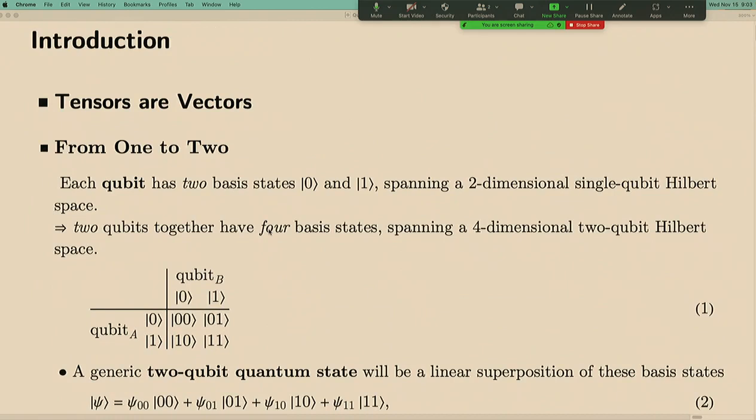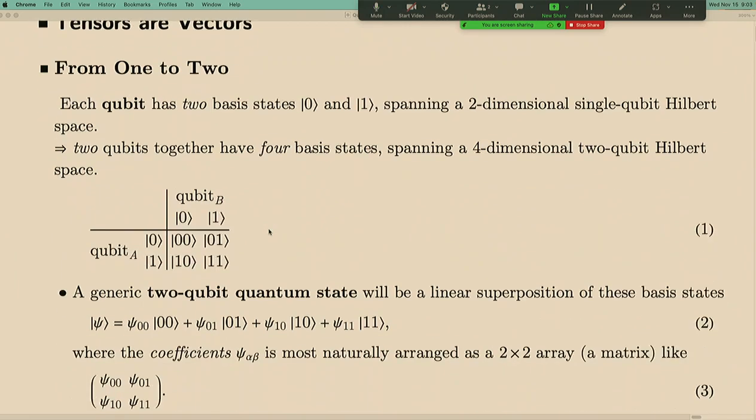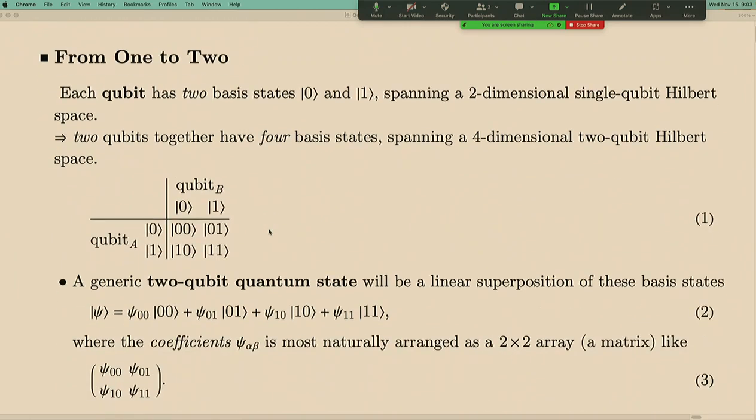In order to understand that, we first need to understand how we describe a many-body system in quantum mechanics. So that's what I want to talk about first, for which I use a slogan called "tensors are vectors." The idea will be clear very soon. To go from single-body quantum physics to many-body physics, we start from 1 to 2.